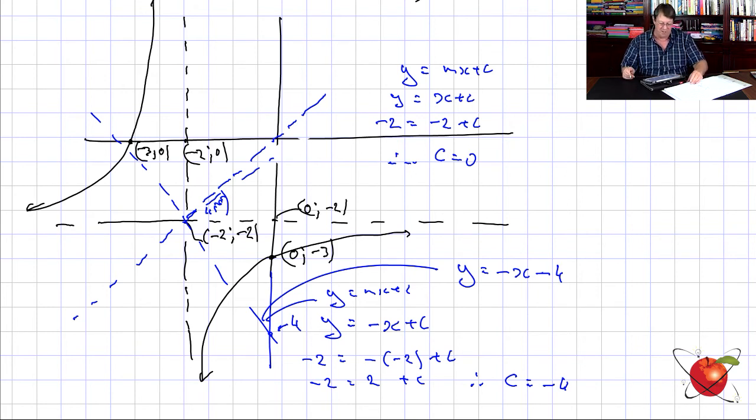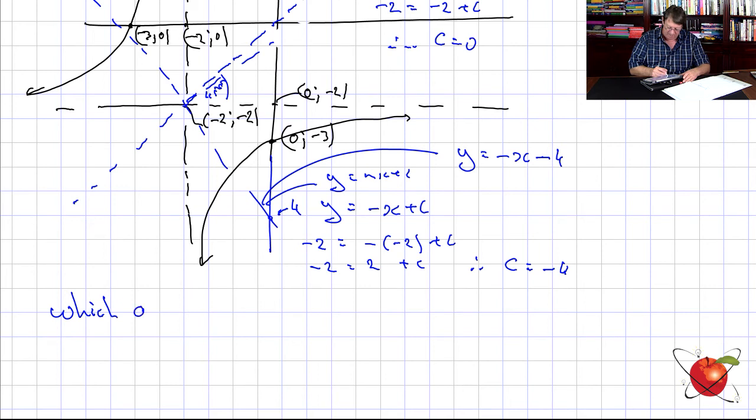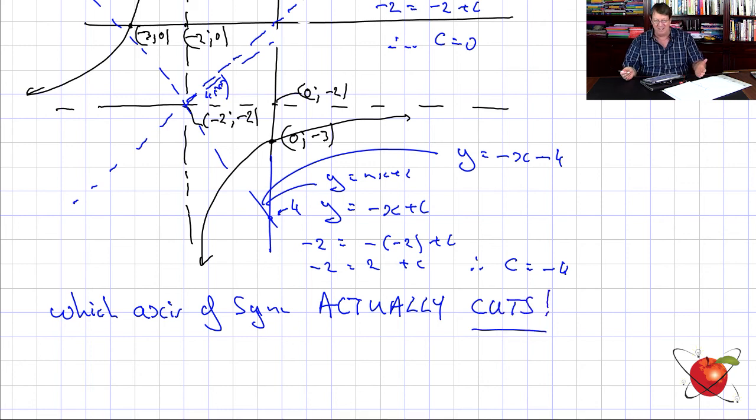Happens all the time. The last question they ask us is, all right then, what is the thing where it cuts it? Well, where do I go? Which one? Well, you look at your graph and you say, which axis of symmetry actually cuts? Don't guess, just look. There it is. It's the y equals minus x minus 4 one, isn't it?